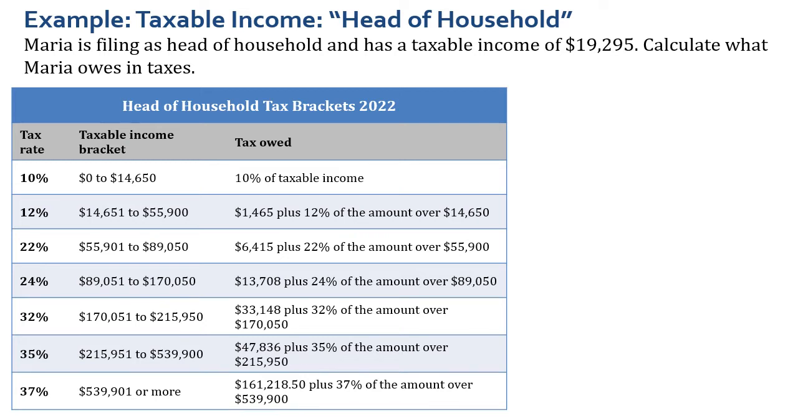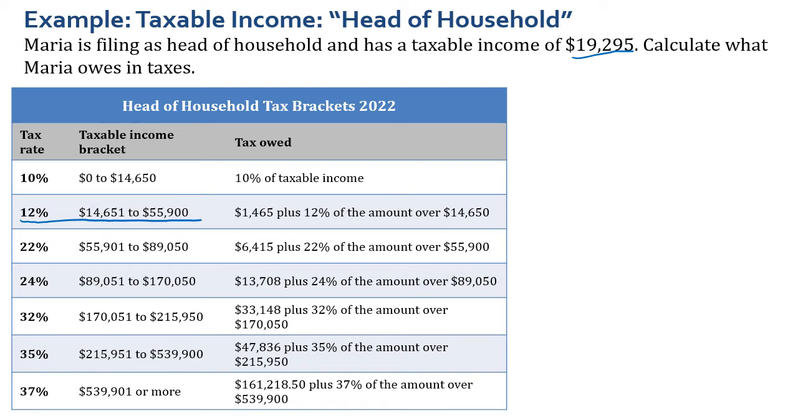Okay, so let's see. She had $19,295. So where does that put her? It looks like that is going to make her fall in this category, the 12% tax rate. Now, just because someone falls in a higher tax rate doesn't mean that they're paying 12% on the total amount that they got.